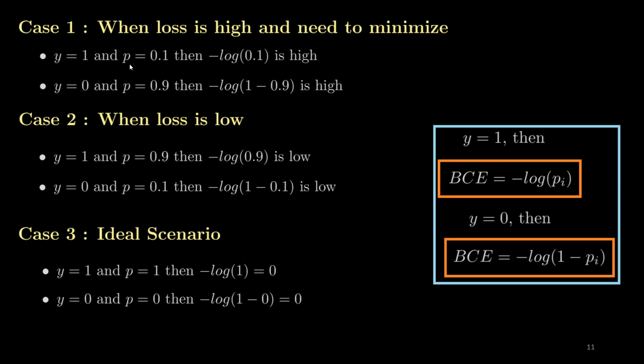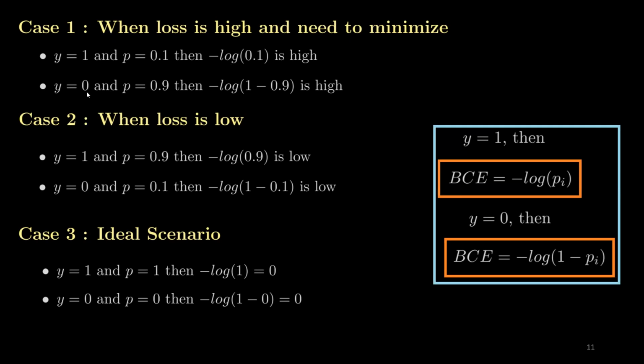So if y equals 1 and P equals 0.1, our loss is negative log of 0.1. And we know that if inside the negative log we have a small value, then the negative log is high. So if y equals 1 and P is a small value, in that case the loss is high.